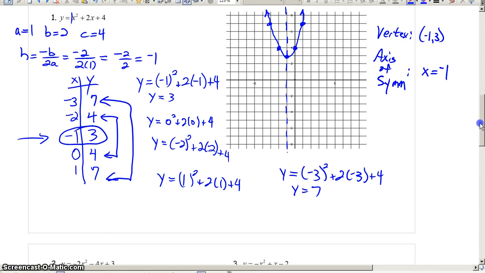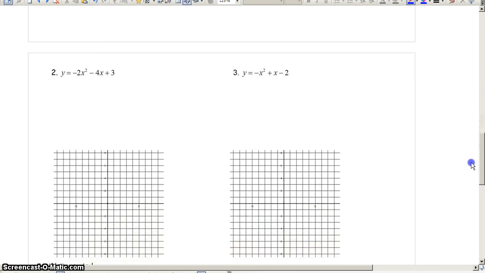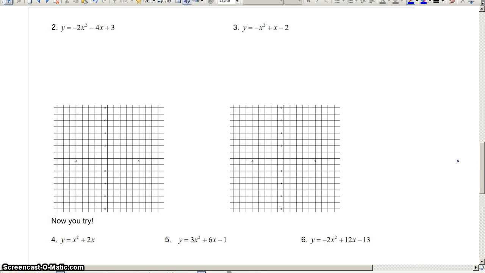Well, real quickly, let's go to number 2 and work that out. We won't even bother with number 3, but with number 2, let's remind ourselves that a would equal -2. B, the number in front of x, would be -4, and c would be 3. Again, a is always the number in front of x squared. If it's a negative, we must keep it negative.